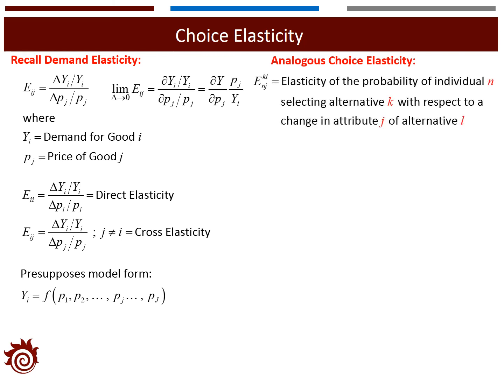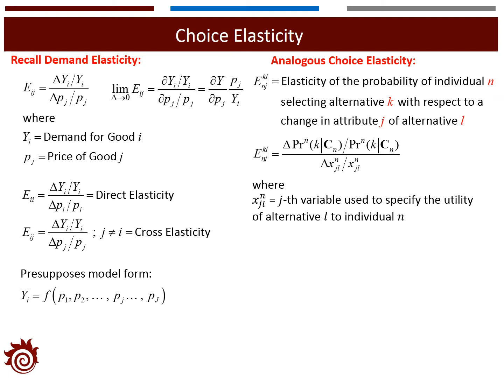Here we use the symbol E_njkl to represent the elasticity of the probability of the individual n selecting the alternative k with respect to the changes in attribute j of alternative l. And this formula shows the definition of the choice elasticity. Here we will have the probability and the attribute for the individual and alternative l. X_jln is the jth variable used to specify the utility of alternative l to the specific individual n.